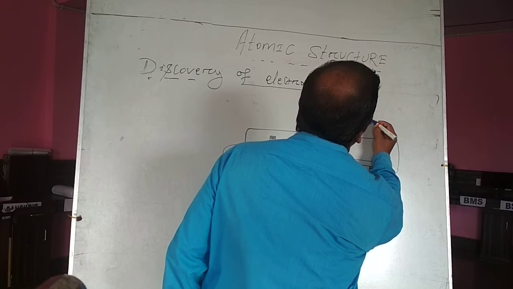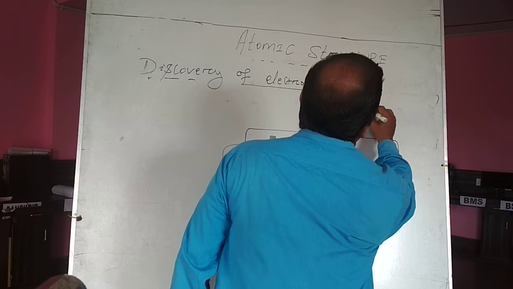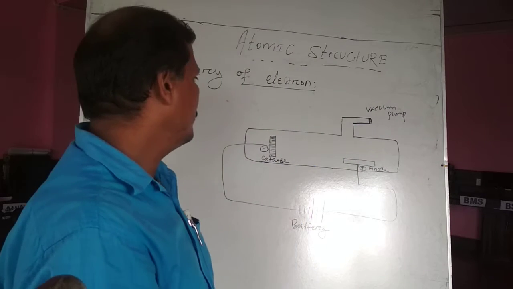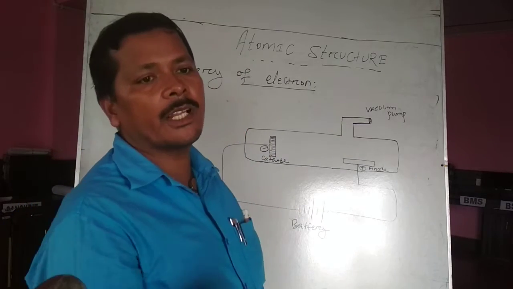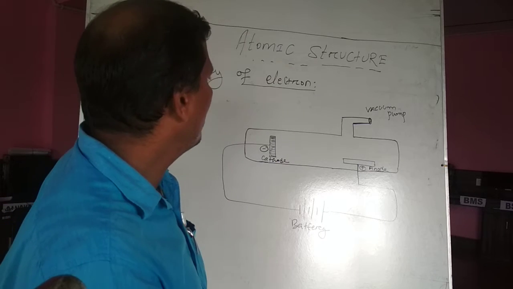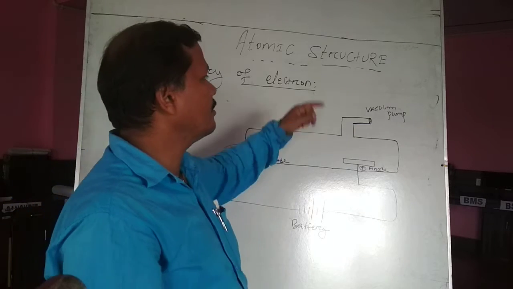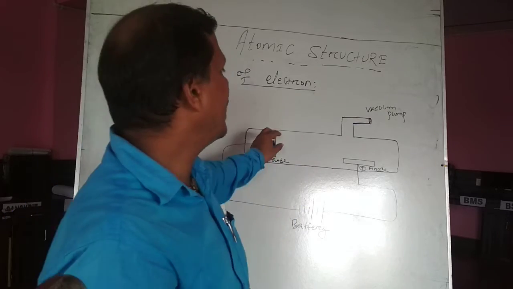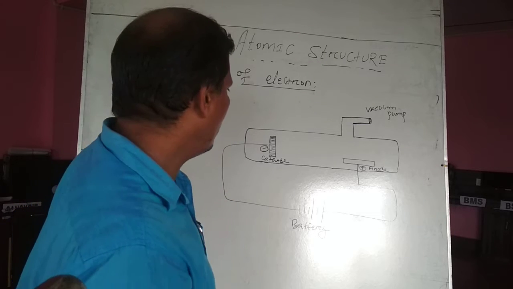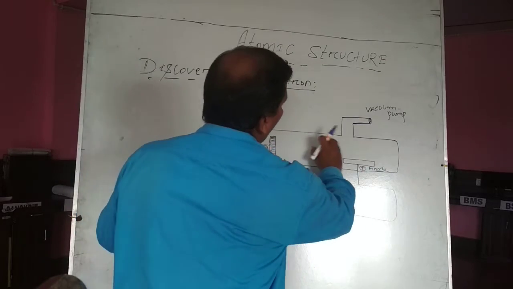Now this is the outlet connected to a vacuum pump. In this discharge tube, we have to take a gas at a very low pressure, so that current can pass through these gases only at a very low pressure. Because of that, we have connected here a vacuum pump by which the air can be removed. The pressure can be made very low inside this. So this is your anode, this is your cathode. Inside, one gas is there.